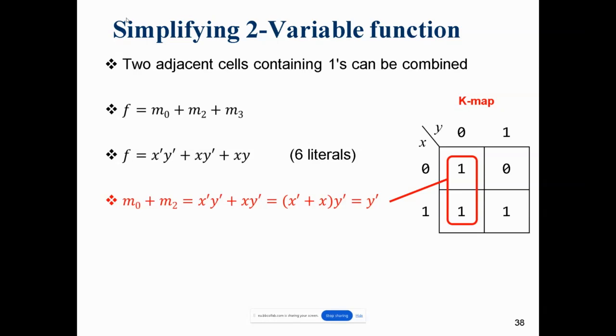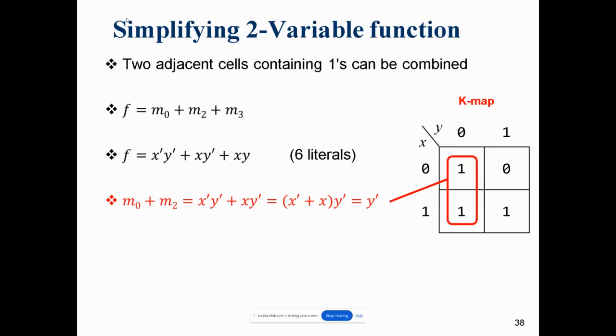But if we solve this, we say m0 plus m2. Can you see m0 plus m2? m0 is 0 0, x bar y bar. m2, what is m2? 1 0, x y bar. We now do the algebraic manipulation. When we do the algebraic manipulation, it is equal to y bar.